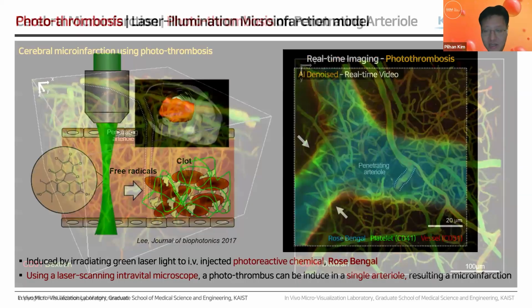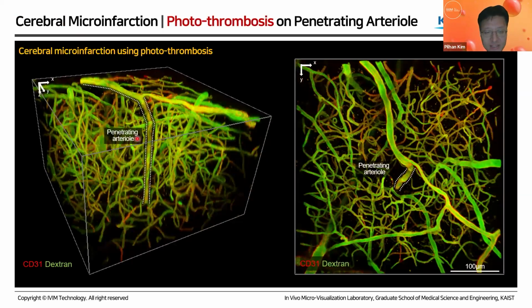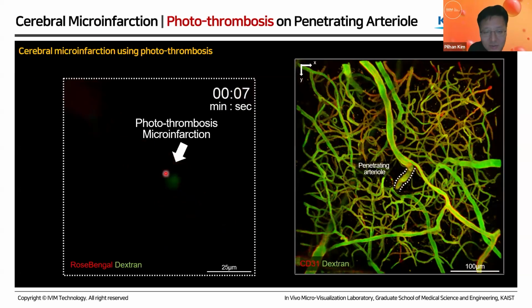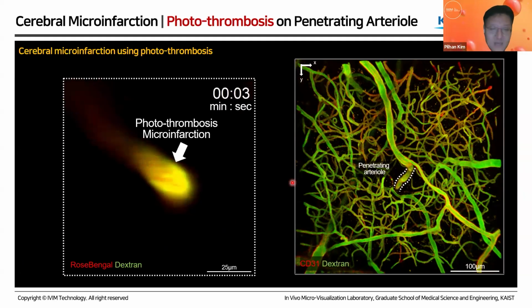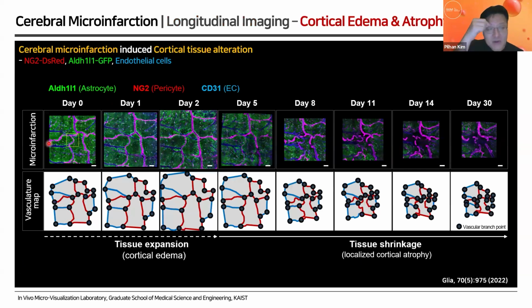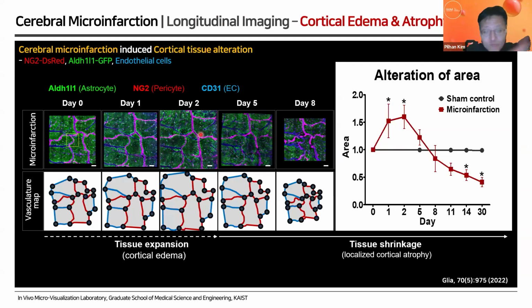By using it, we can target a single penetrating arteriole in the brain through the cranial imaging window, like this one. We can see this flow was completely stopped in just a few seconds. After this microinfarction in the penetrating arteriole, we can do 1 month of observation to see how the brain tissue changes over time. If you look at it, we can see tissue expansion, basically edema, brain swelling, and then atrophy.